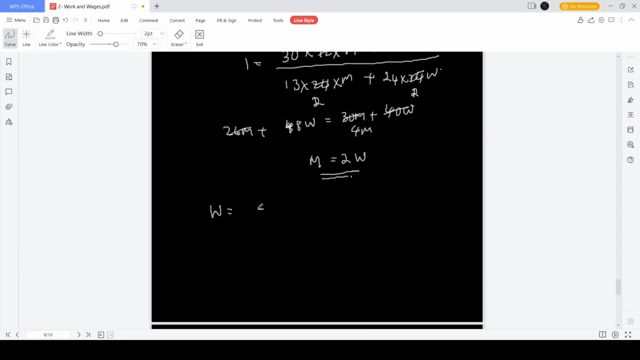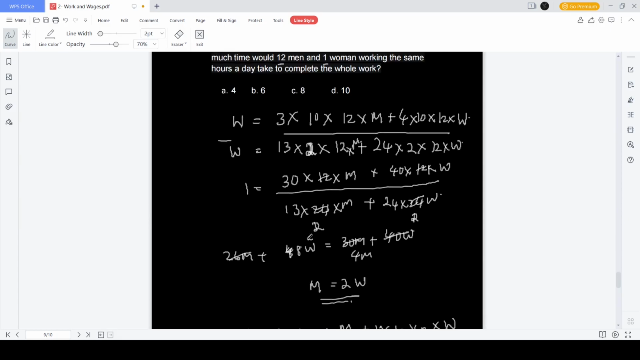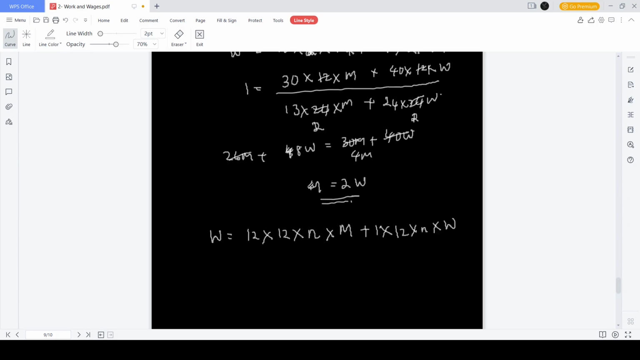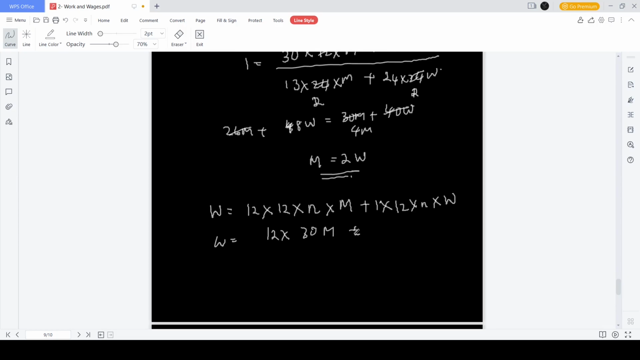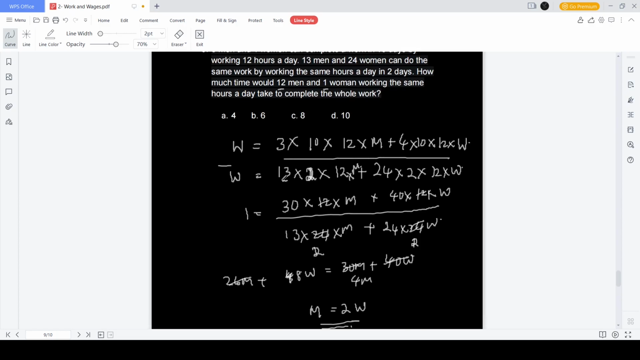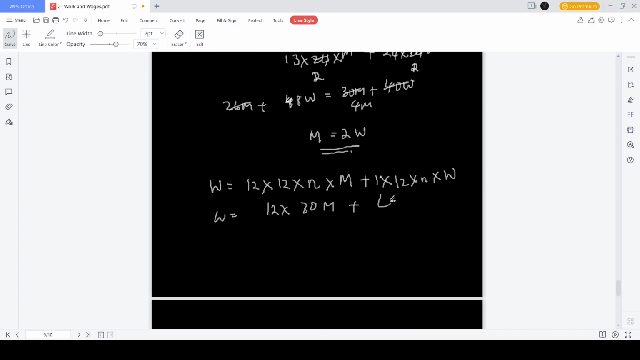So work is equal to 12 men into working 12 hours a day into number of days it takes into efficiency of a man plus 1 woman into 12 hours a day into number of days into efficiency of a woman. So we need to find out the n here, right? So from the first equation we can substitute, or we can simply write it again. We will get that W is equal to 12 into 30 into M plus 40 into 12 into W.